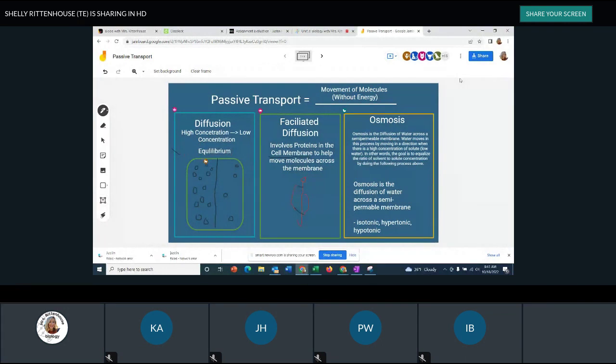Good. Someone put an arrow. Which way are the molecules going to move in diffusion? It's perfect. Just show me what way they're going to move. Yep. Good. Good, good, good.